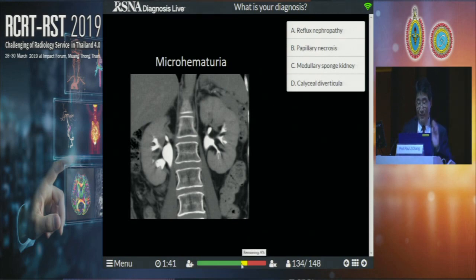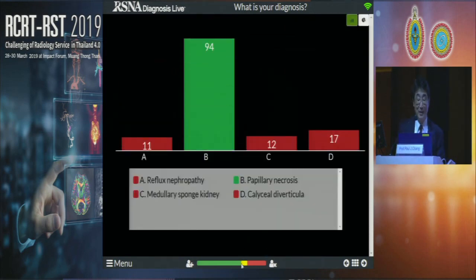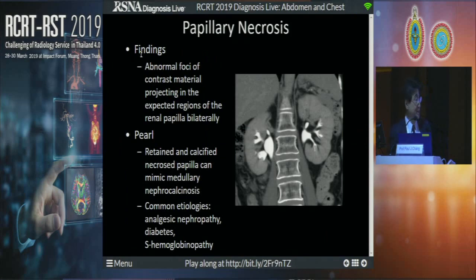All right, but you did very well on this case. So let's look how people did. Obviously, most of you got this right, that this is papillary necrosis. So let's talk about this. As you can see, you all recognized that what we have here is an excretory phase coronal CT, with abnormal opacification of contrast where the papilla should be, and that's not normal.